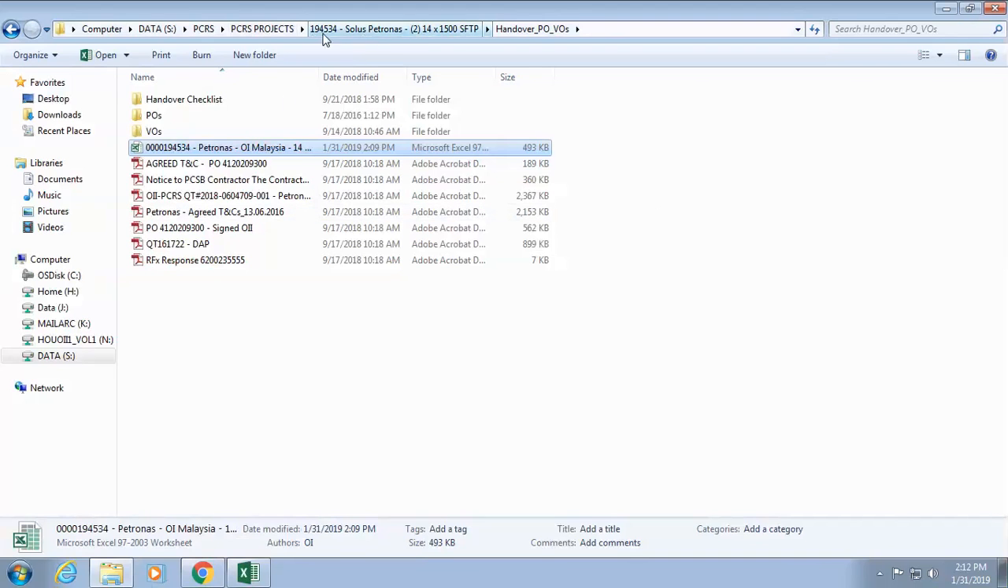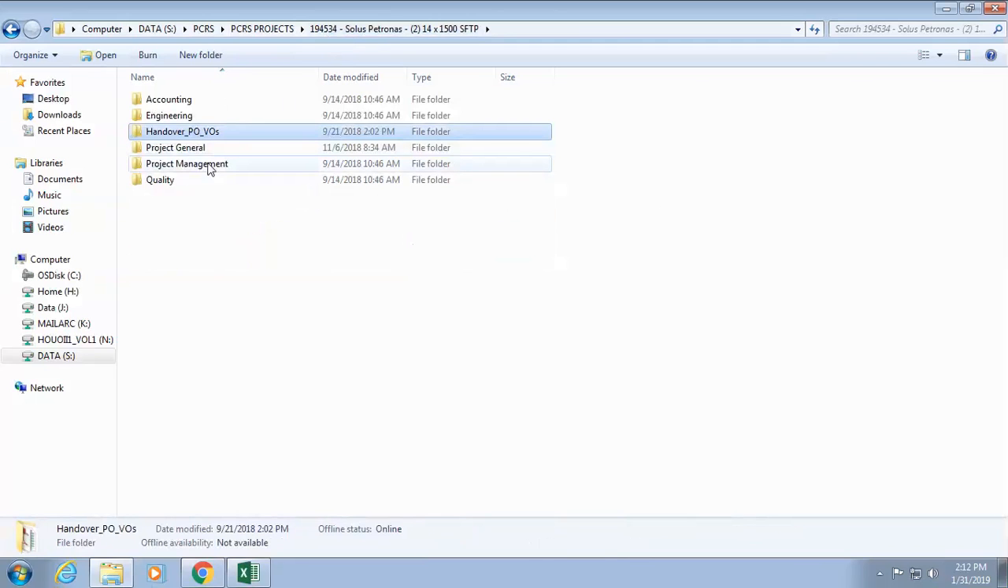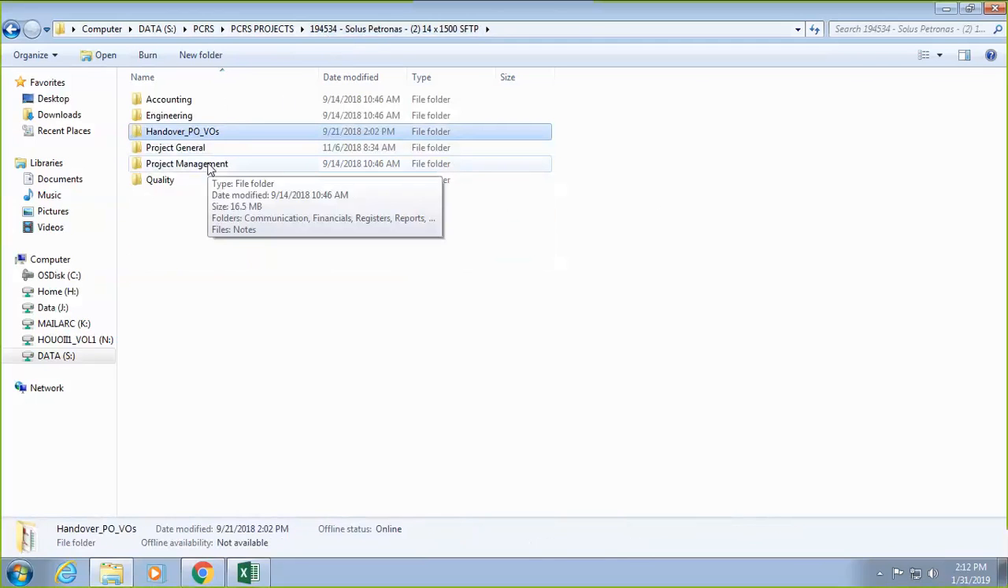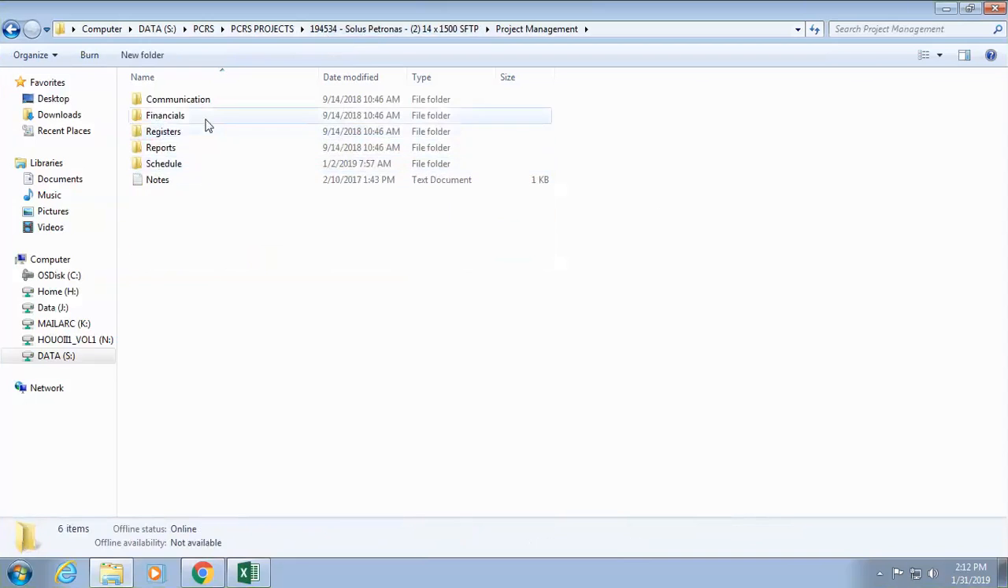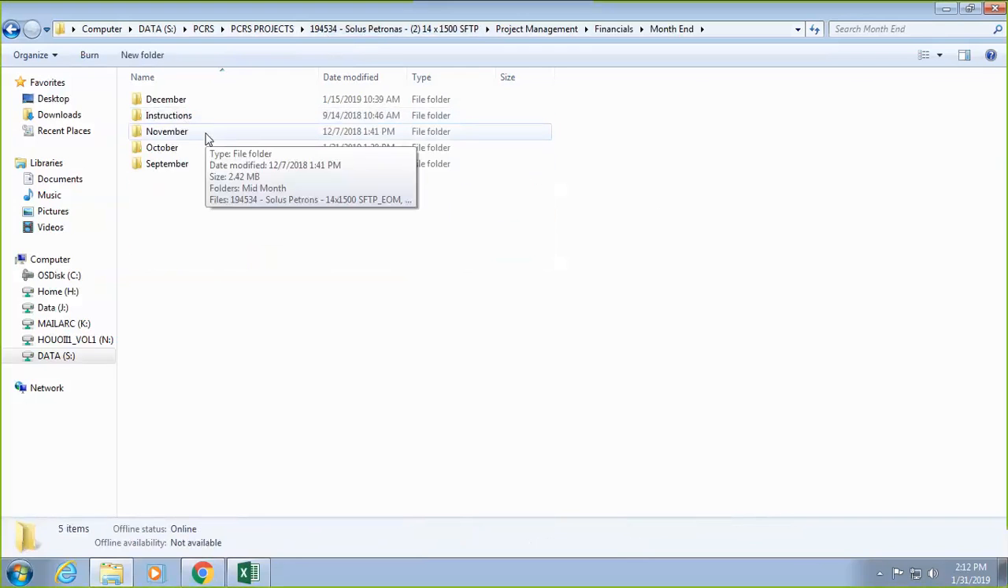So we'll go back over here. This project file. Under project management, usually in the project folder, under project management, you will see a folder called financials in month end. Every month, the financials are run. So you want to track your project against the budget every month, right?